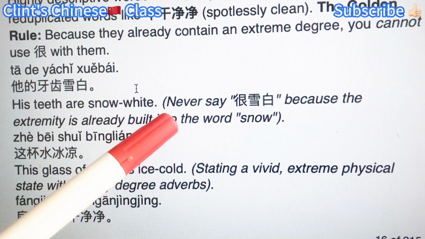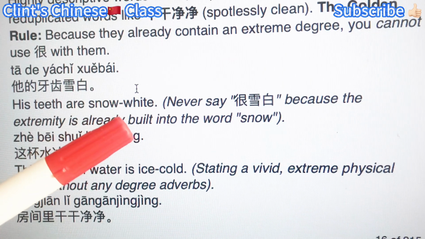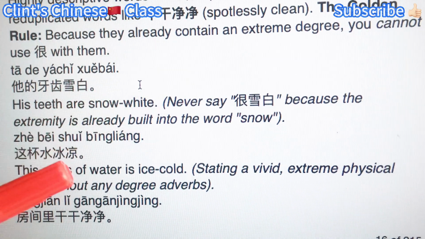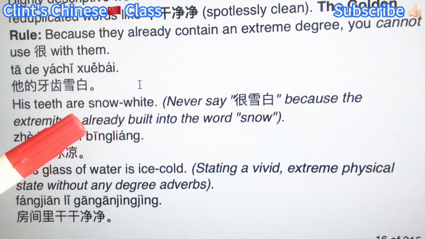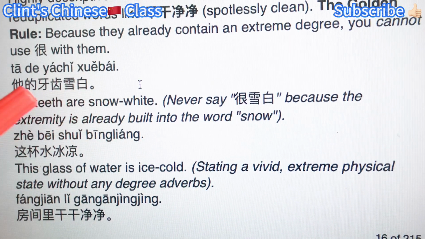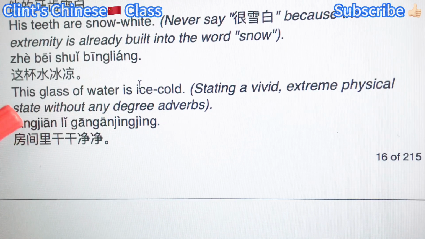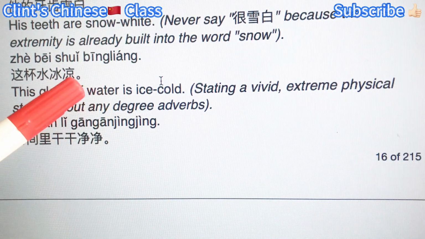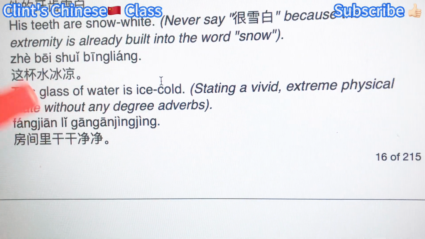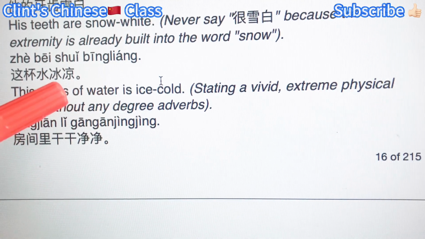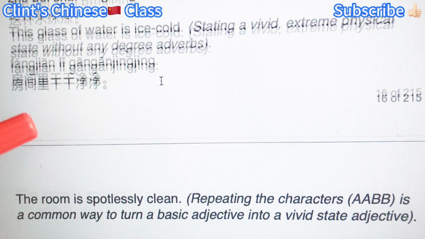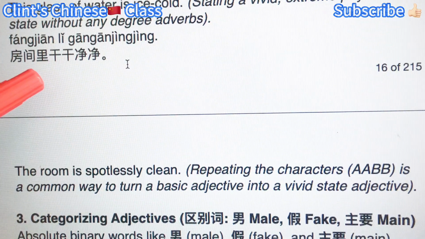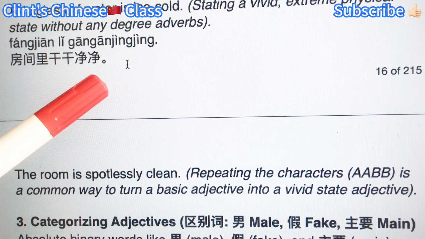For example, his teeth are snow white. His teeth are very extremely white, something like that. 他的牙齿雪白. Okay, so you don't need to add a very. You don't say 他的牙齿很雪白. Just say 他的牙齿雪白. This glass of water is ice cold. 这杯水冰凉. So for these descriptive adjectives, we don't add a very or extremely. And the room is spotlessly clean. 房间里干干净净.